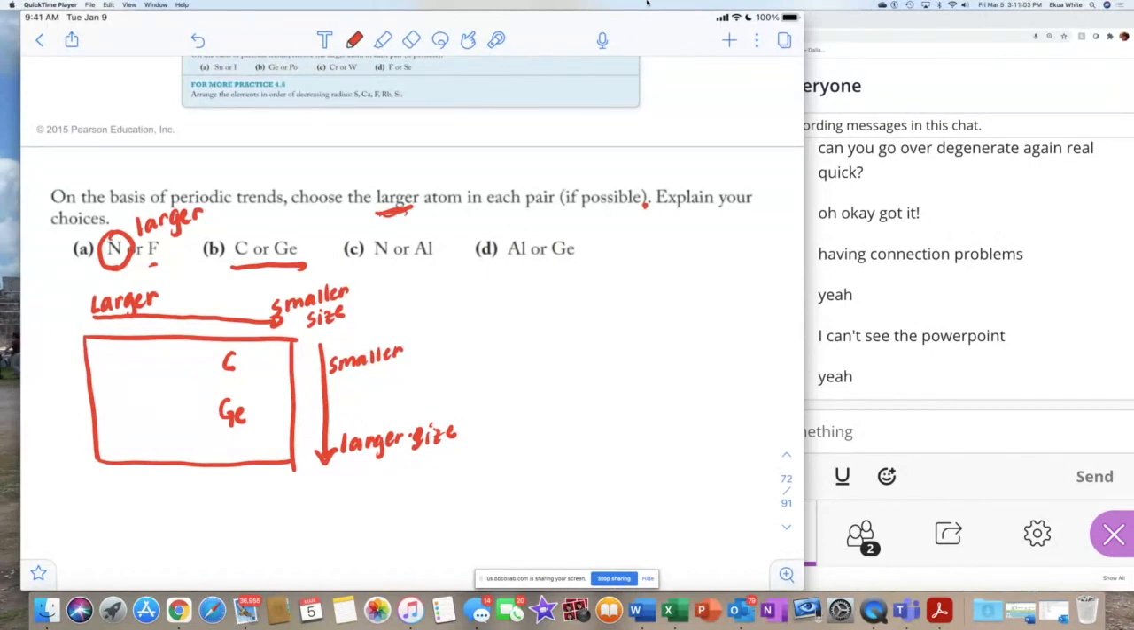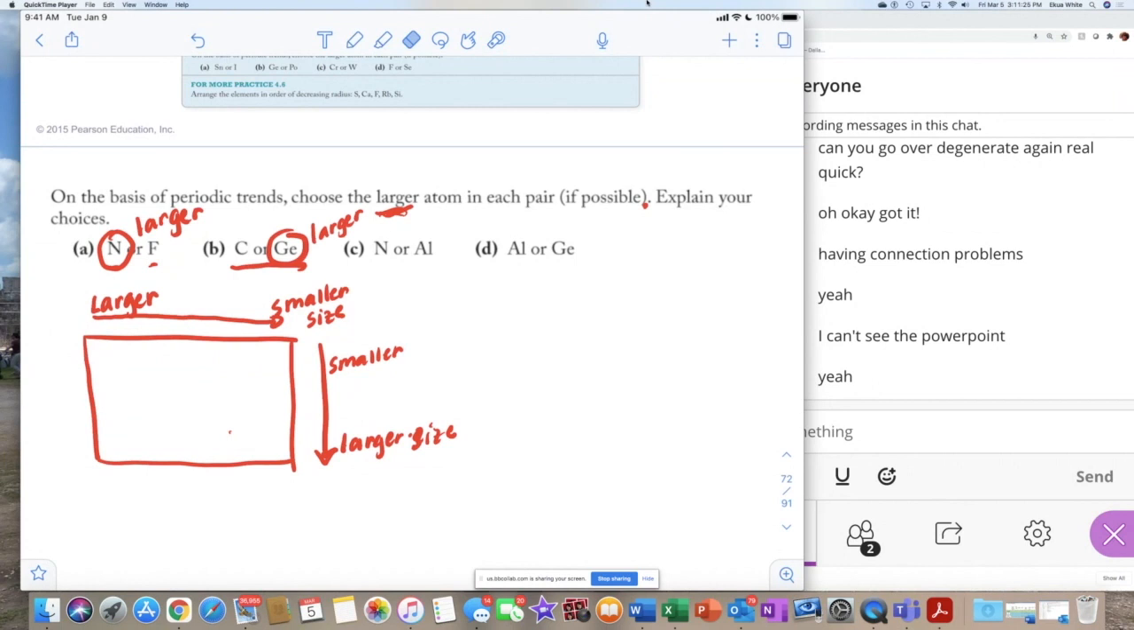So they want the larger one. That means C is smaller. You can see that, right? And then GE is larger. Okay, so I picked GE. GE is the larger one because it's further down. That's what the rule says. So you see what I do here? When I draw that, it makes my life a lot easier.